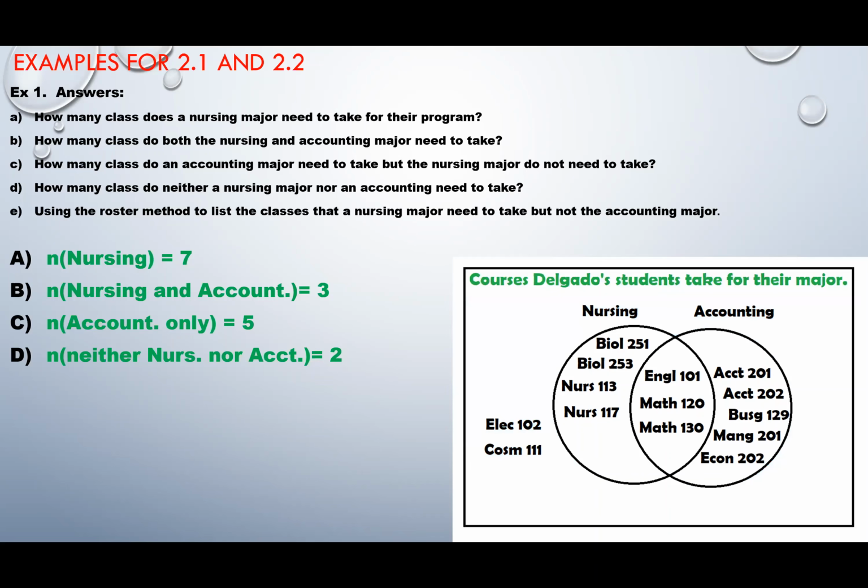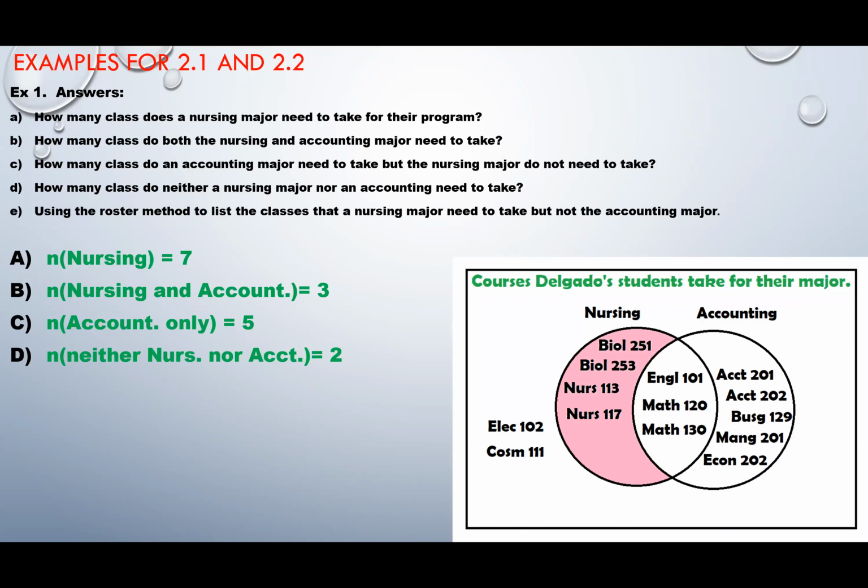And lastly, they ask you to list, using the roster method, the classes that the nursing major needs to take but not the accounting major. So we know that the nursing major needs to take, but not the accounting, which is in this area here, right? The area where it's just the nurse and outside the accountant. If you list them, which is the roster method, it is Biology 251, Biology 253, Nursing 113, and Nursing 117.